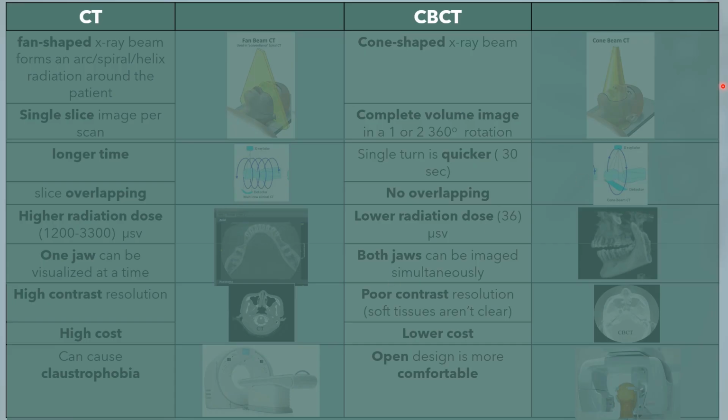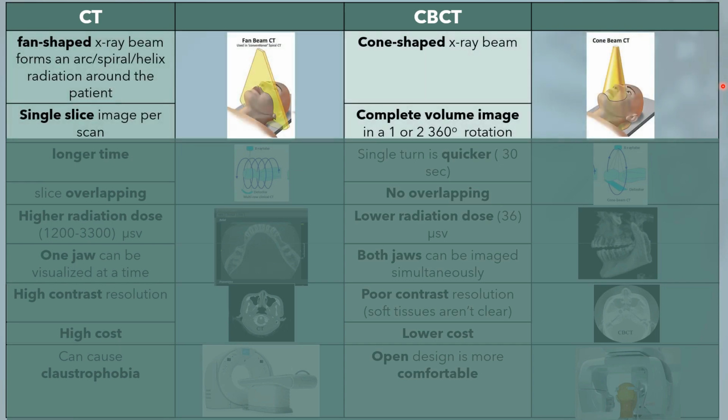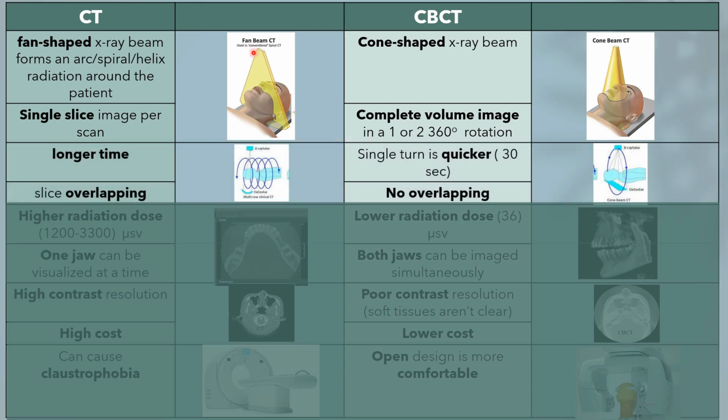If we compare the CT and the CBCT, these will be the differences. Firstly, the emitted beam in the CT is a fan-shaped X-ray beam that moves around the patient and takes single slices per scan. In the CBCT, the emitted X-ray beam is in the form of a cone that can take a complete volume image in one rotation. In CT, the fan-shaped beam moves around the patient in a spiral or helical method, and that takes a longer time, but it is a must because the slices need to be partially overlapping. In case of CBCT, it is much quicker and there is no need to overlap the slices because it's a full volume image at once.